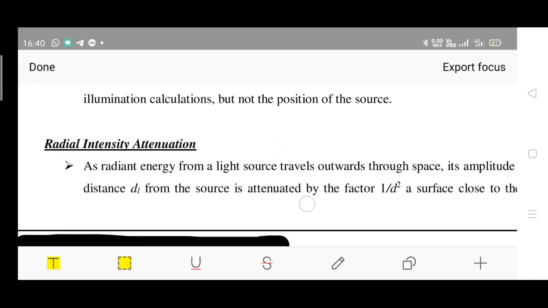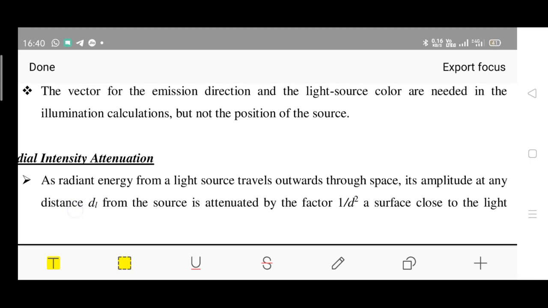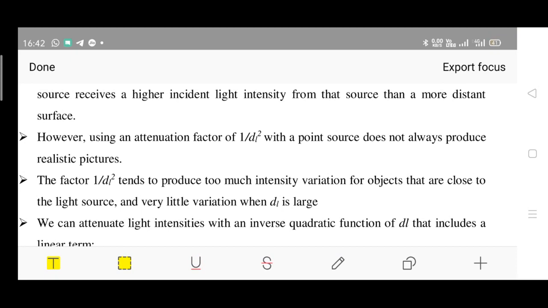Okay. The radial intensity attenuation comes here for the distant source, since you have to consider that distance value, as radiant energy from the light source travels outwards through space. Its amplitude at any distance, say d1, from the source is attenuated by a factor. So this is the distance factor, 1 by d square. A surface close to the light source receives a higher incident light intensity from that source than a more distant surface.